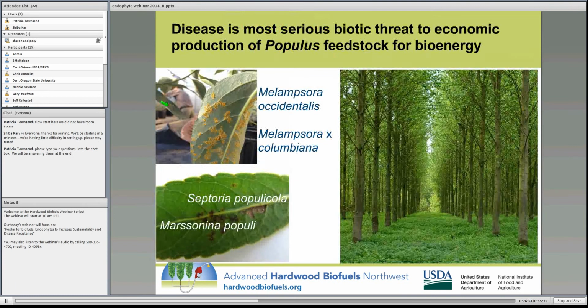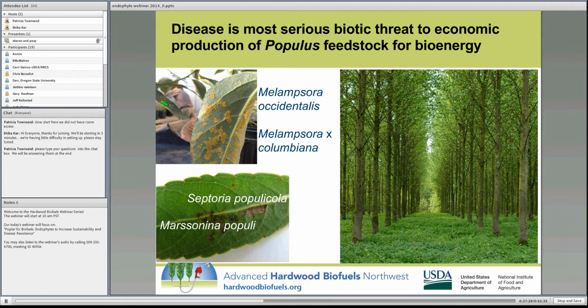So it's for these reasons that disease is really the most serious biotic threat to the economic production of Populus feedstock for bioenergy. Now, in the Pacific Northwest, there are a suite of different pathogens that affect poplar both in the wild and in plantations. Those include a couple species of Melampsora rust, Melampsora occidentalis and the hybrid Melampsora columbiana, and also some additional necrotrophic pathogens like Septoria populicola and Marssonina populi.